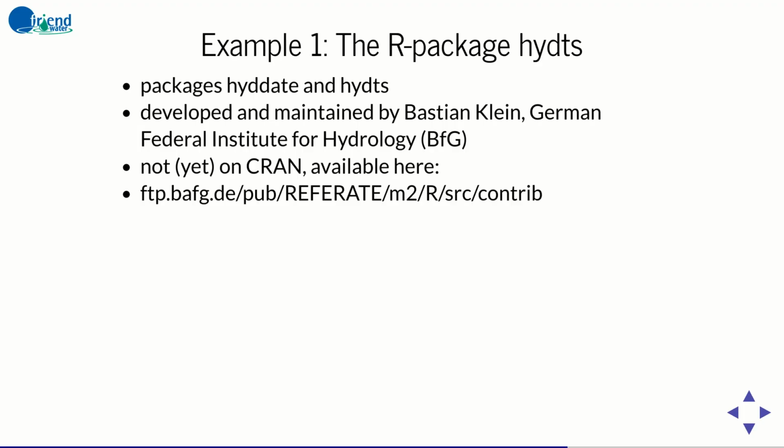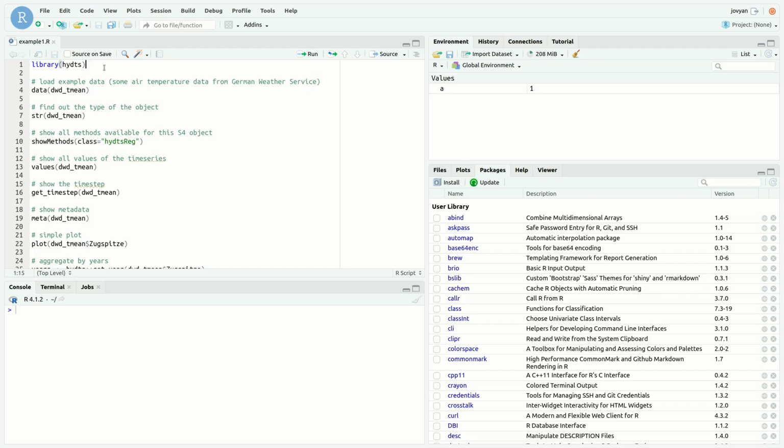In example 1, I would like to introduce you to a package developed by my colleague Bastian Klein from the German Federal Institute for Hydrology. This package is called hydts, and it's used to work with hydrological and meteorological time series. It is not yet on CRAN, which is the R package repository, but it can be downloaded from our FTP server. The link you can read here. In our MyBinder project, the package is already installed.